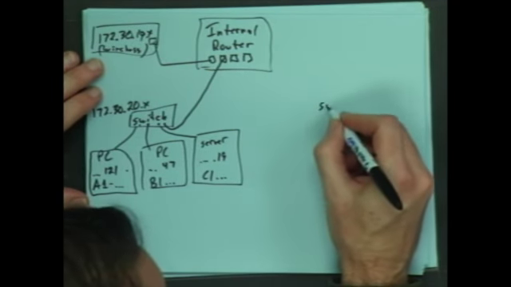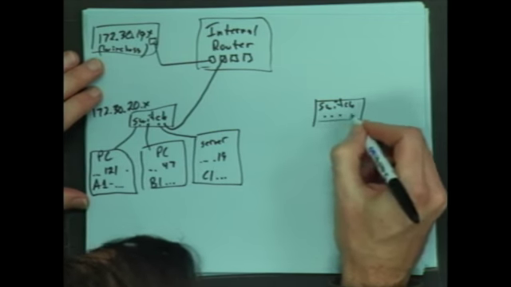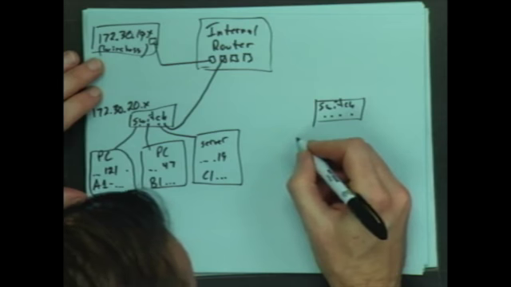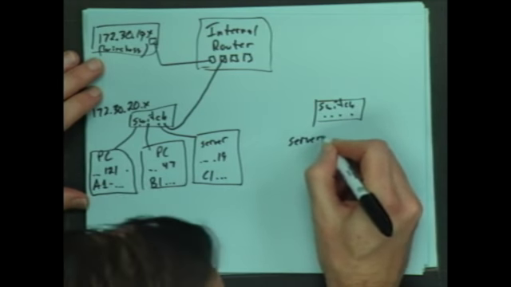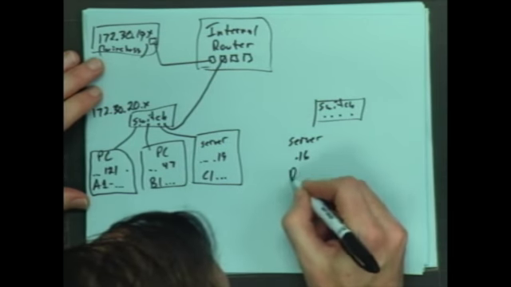So next up, we got another switch. That'll fit over here. Okay. It's also got 4 ports on it. This switch, for some reason, has a lot of servers on it. This one is .16 with a D1.